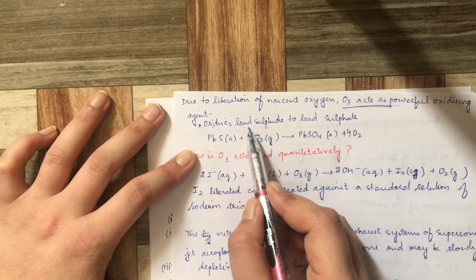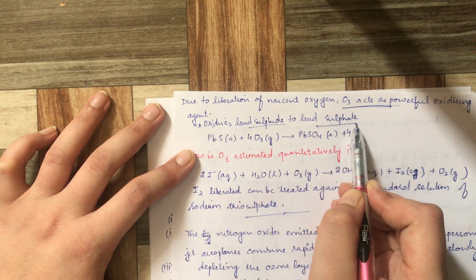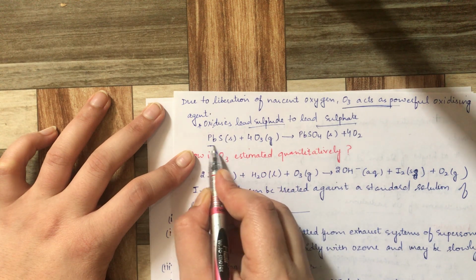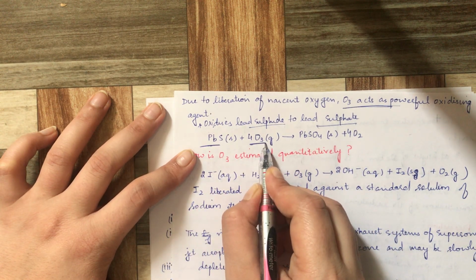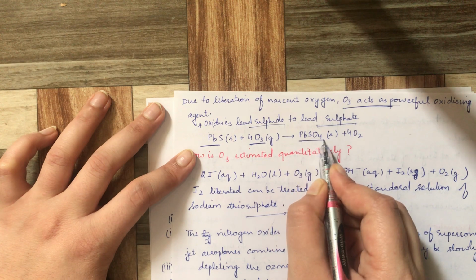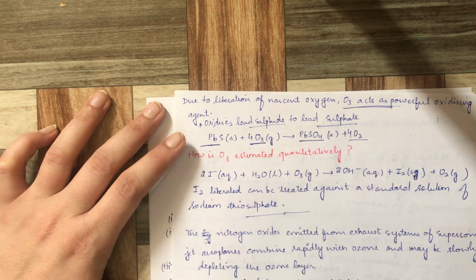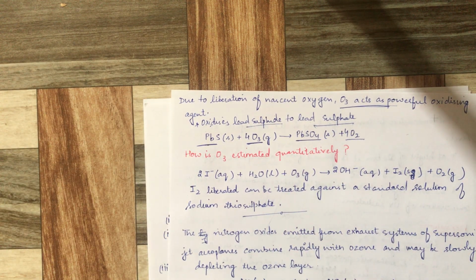It oxidizes lead sulfide to lead sulfate. Lead sulfide is black in color. So if ozone is passed, what happens? It changes to white PbSO4 and oxygen is released.